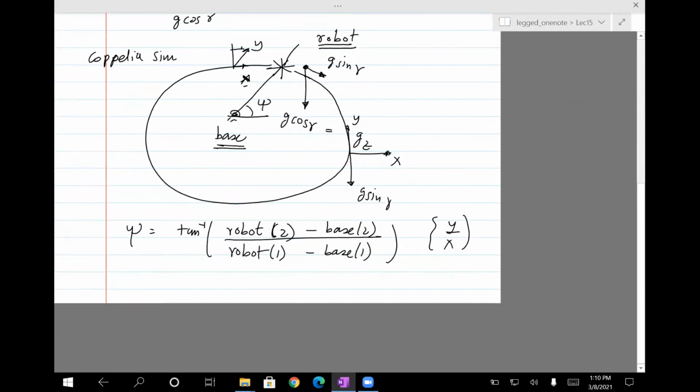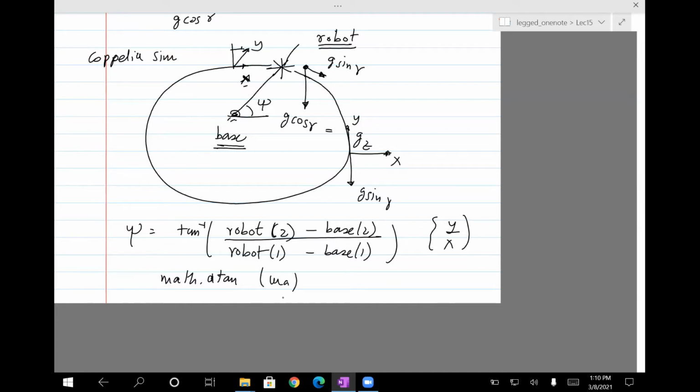Now, it turns out that if you do this, the tan inverse you get, if you just use tan inverse, or math.atan, which is in the Lua library, is not the tan inverse we seek. It doesn't take care of the sign of the x and y in the proper way.